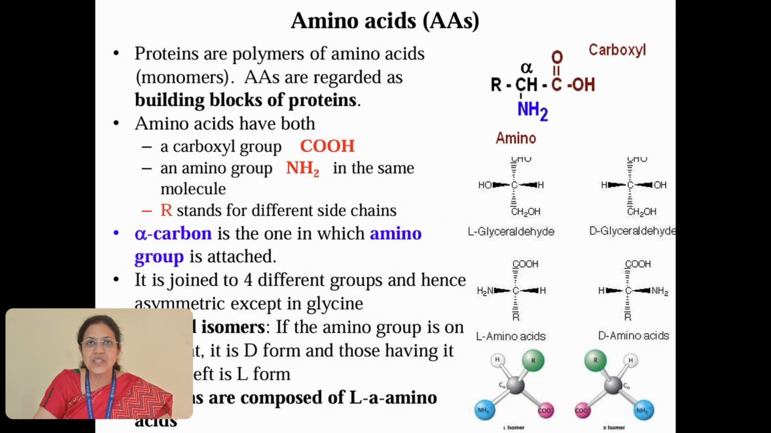Now coming to the composition of proteins, all proteins are made up of amino acids. Amino acids are called the building blocks of proteins. If you see here, amino acids have a basic structure with a COOH and an NH2 group. The COOH and NH2 groups are the important structure, and you also have the side chain group, which is called the R group.